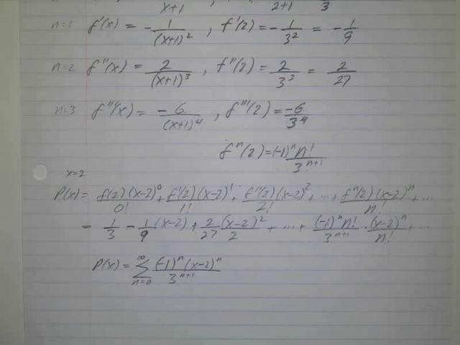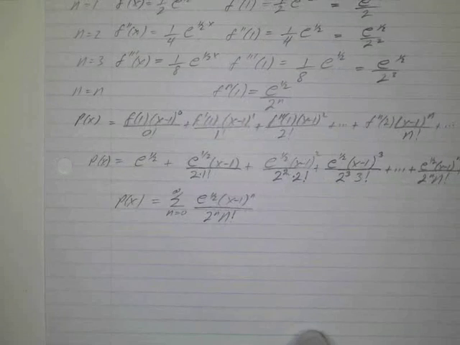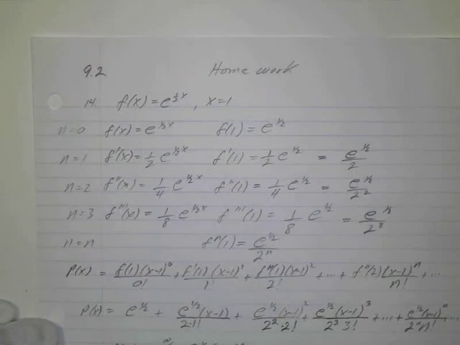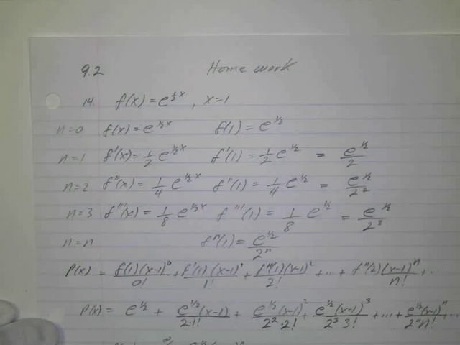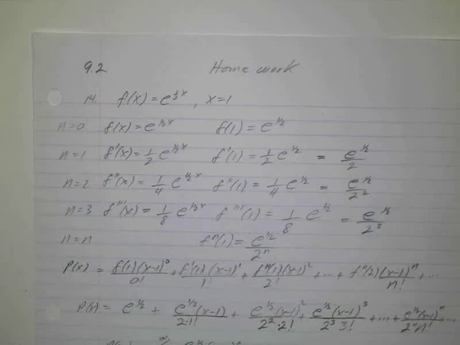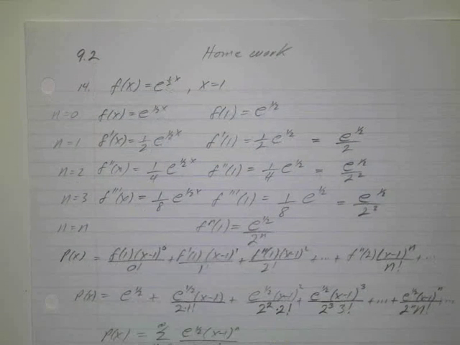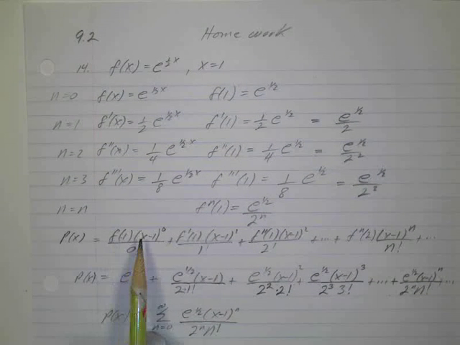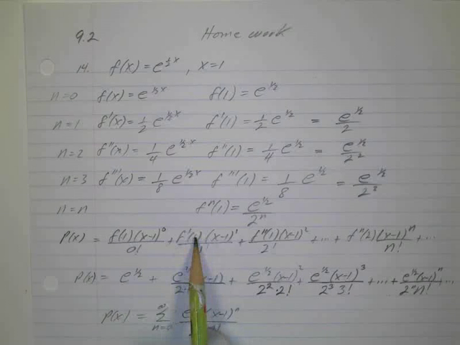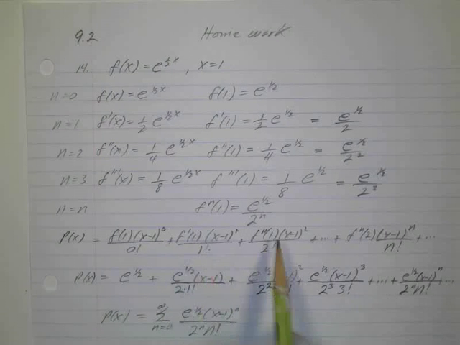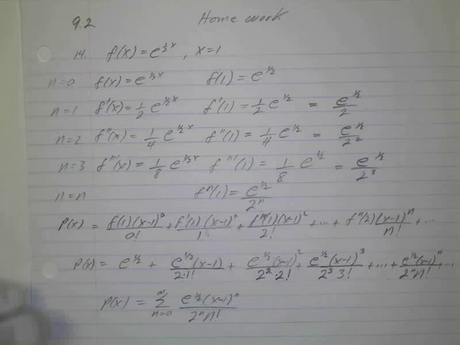And then number 14. Here we go. f of x was e to the 1/2 x, and we're going to have this centered at 1. Here was my general form. I wrote my general Taylor series over here: f of 1, x minus 1 to the 0 over 0 factorial, f prime of 1, x minus 1 to the 1 over 1 factorial, f double prime of 1, x minus 1 squared over 2 factorial, etc. So you can see the pattern there.